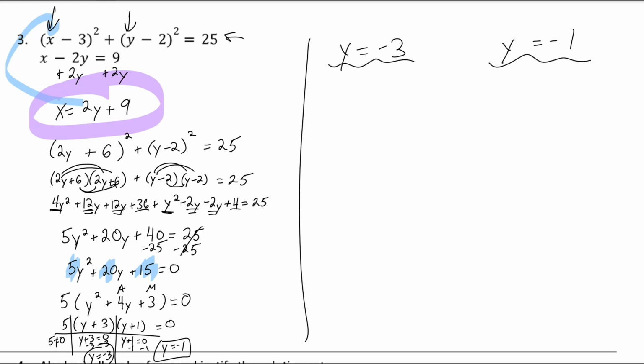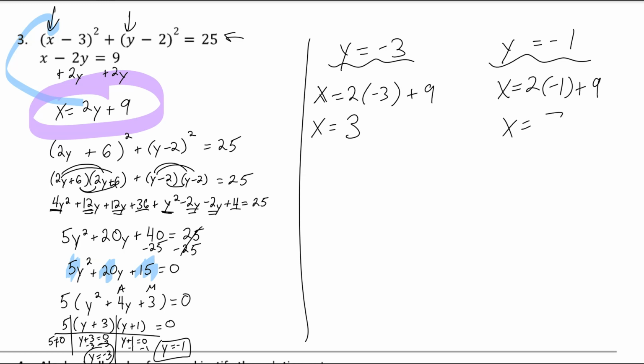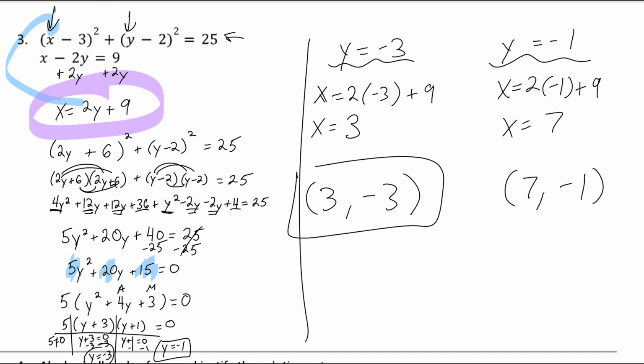If I plug in y equals -3, I have x is equal to 2 times y, which is -3, plus 9. 2 times -3 is -6, plus 9 would be 3. And if I plug in -1, I'd find that x value is 7. So as ordered pairs, my first one would be x equals 3, comma y equals -3. And my next one would be x equals 7, comma y equals -1. And these would be my two solutions for this particular system of equations.